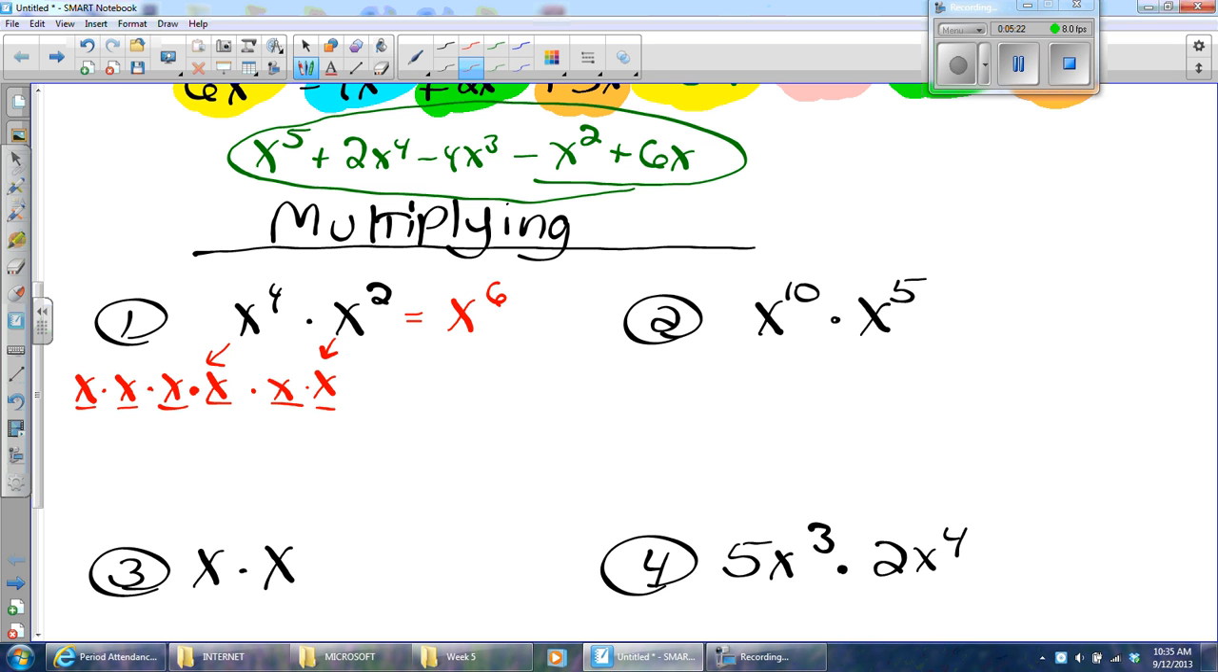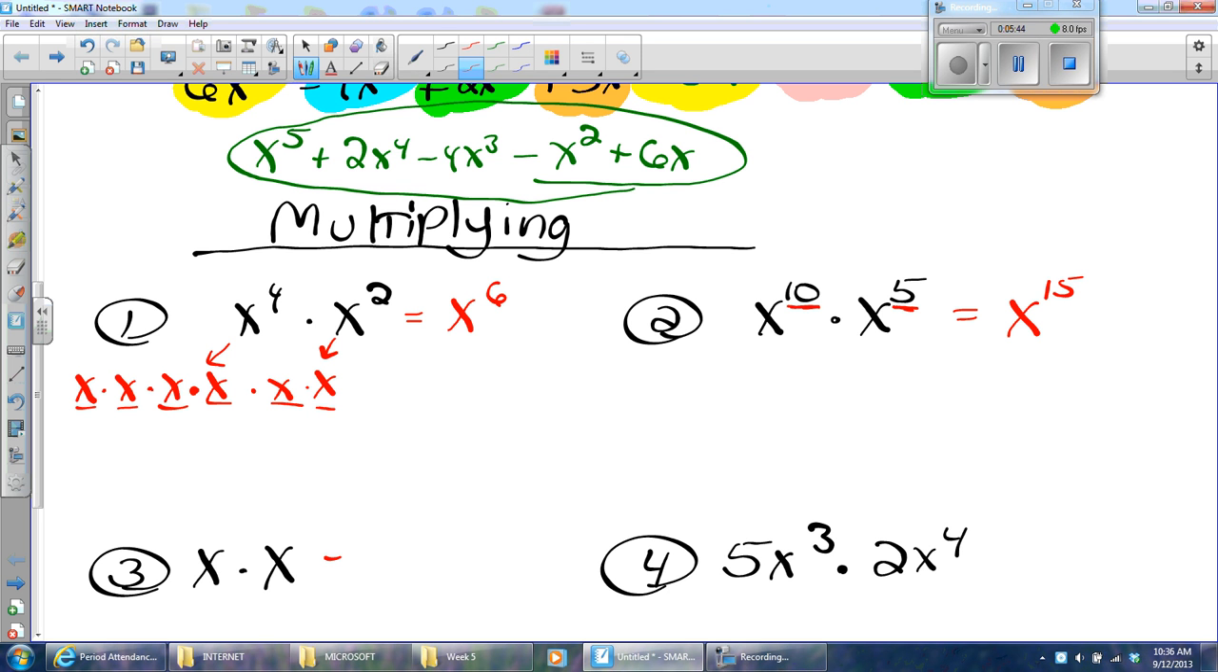Okay, let's do number 2, and I'm not going to write it all out. This one here, doesn't it mean there are 10 x's? And this means there are 5 x's. And so I'm going to have x. How many x's are being multiplied together? Well, there's 10 here, 5 there. There must be 15.